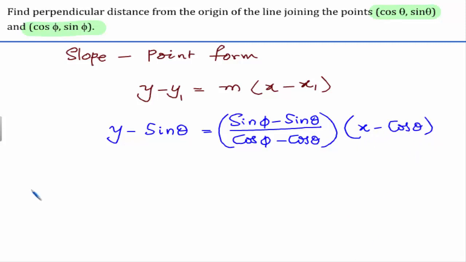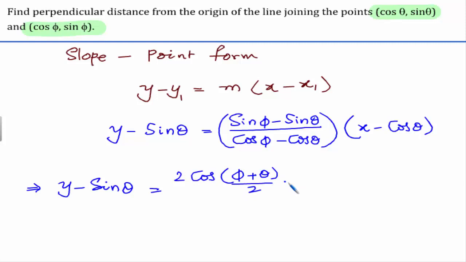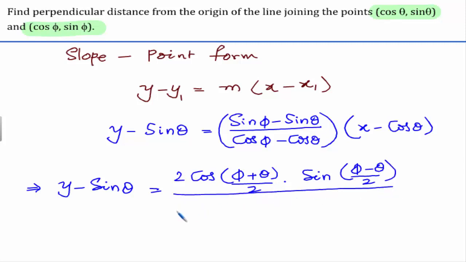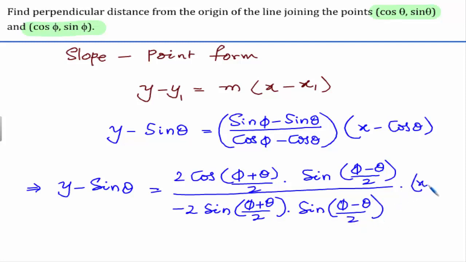Now on further simplification, it can be written as y minus sine theta, that is equal to, now let us rewrite these expressions, that is 2 cos phi plus theta by 2 into sine phi minus theta by 2, by minus 2 sine phi plus theta by 2 into sine phi minus theta by 2, and into x minus cos theta is as it is.